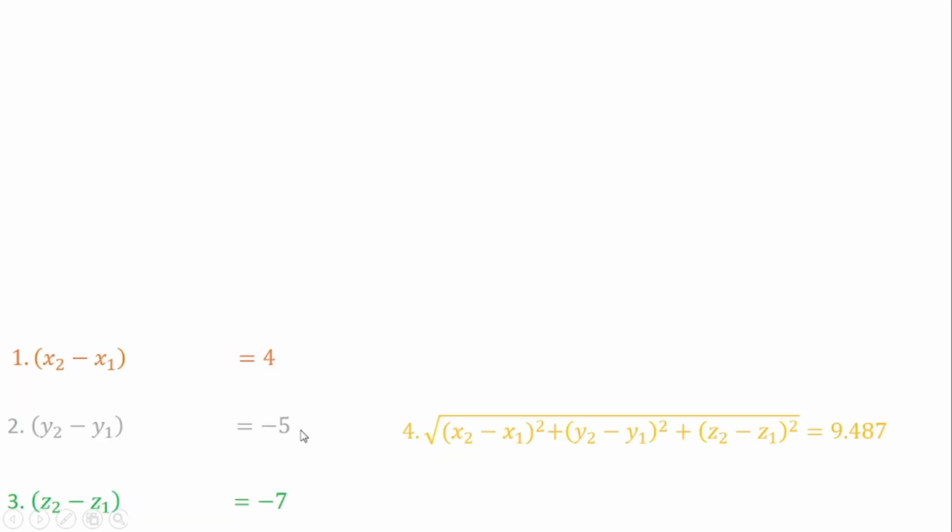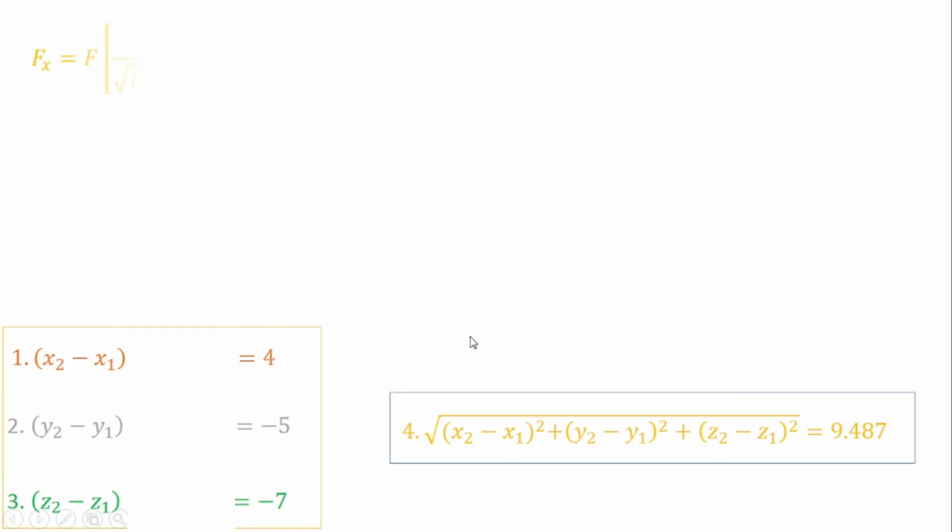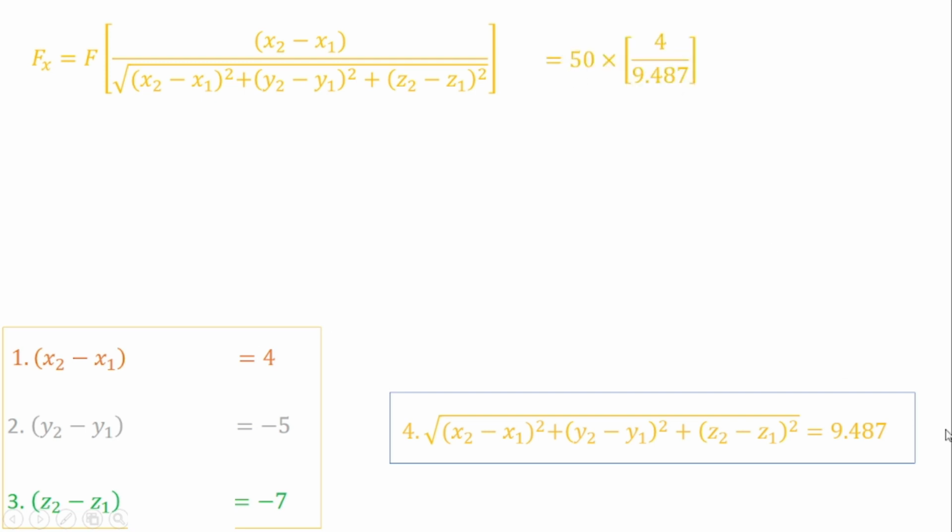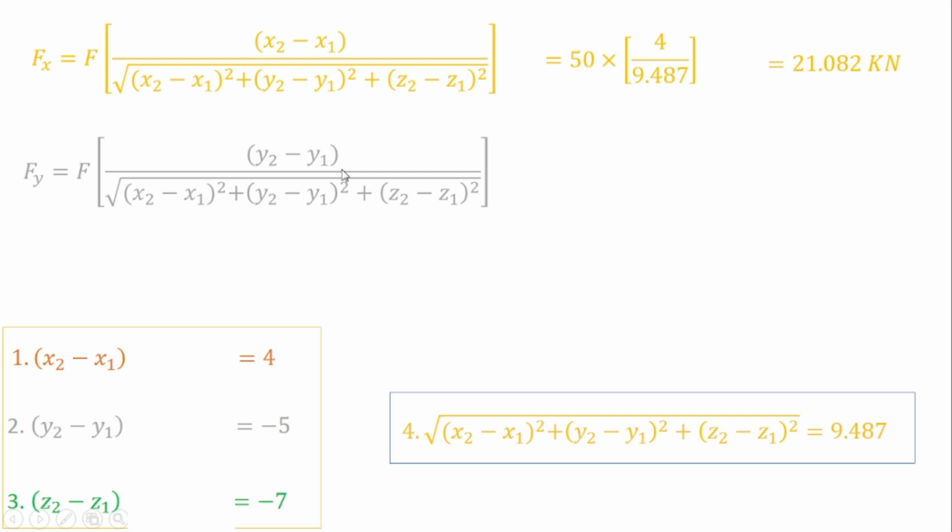After calculation of these values, we will write the formula for Fx. Fx is equal to F into (x2 minus x1) divided by the square root of (x2 minus x1) square plus (y2 minus y1) square plus (z2 minus z1) square. Put the values here, already calculated. x2 minus x1 is equal to 4. So 50 into 4 divided by 9.487. So the answer is 21.082 kilonewton.